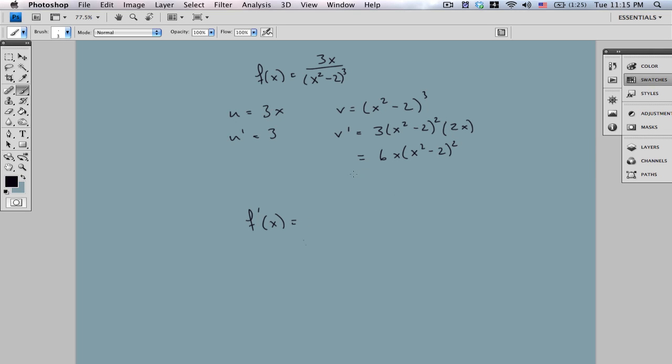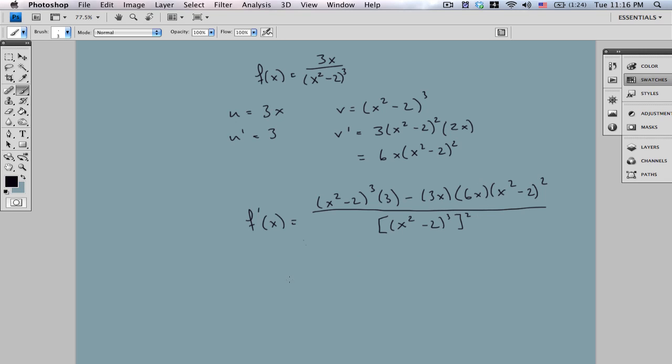The quotient rule says that on top we've got v times u prime, so it's going to be x squared minus 2 cubed times u prime, which is 3, minus u times v prime, here's v prime, 6x times x squared minus 2 squared, and this is all over v squared, right? So for now, let me put that in brackets. So we've got x squared minus 2 cubed, and we're squaring that whole thing.